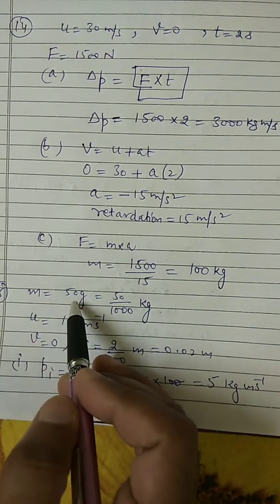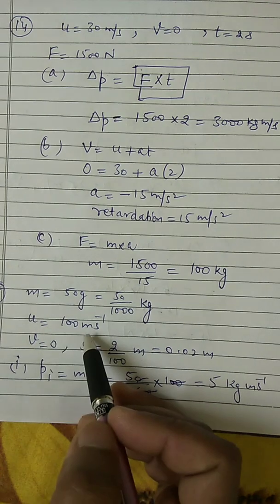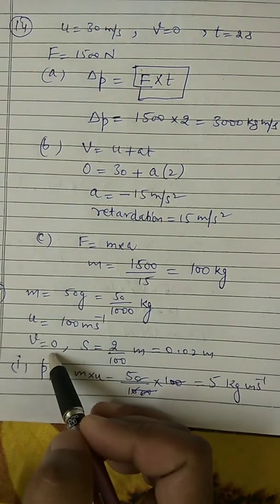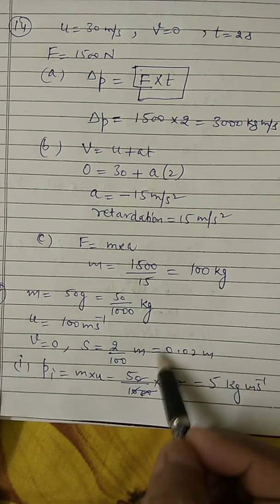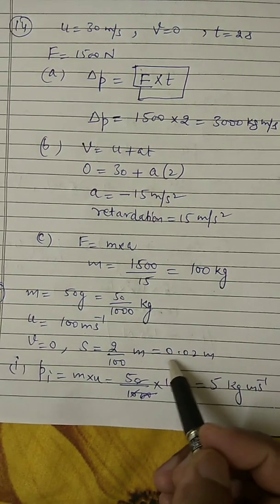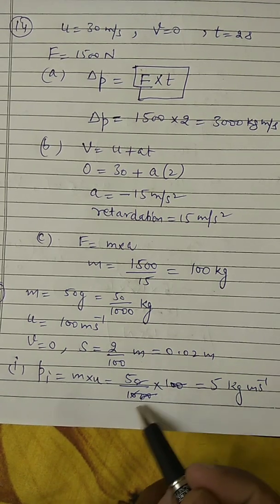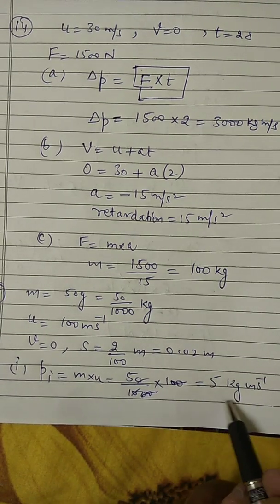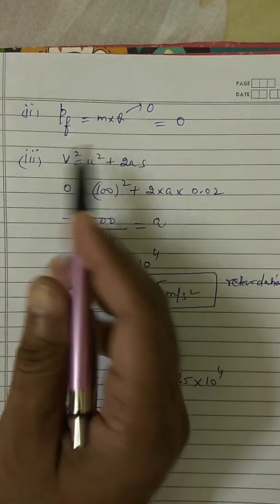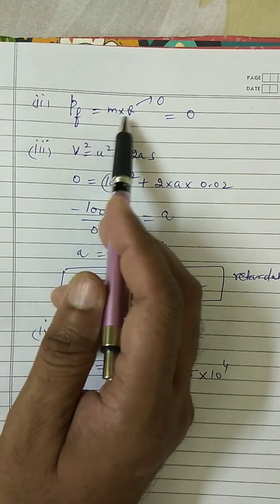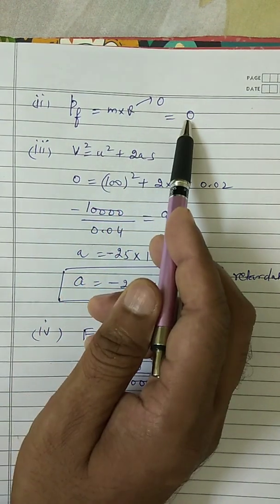Now the next numerical: mass is 50 gram, 50 upon 1000 kg. Now U is 100 meter per second, V is 0, and displacement is 2 by 100 meter. Convert it into meters, so that is 0.02 meter. Initial momentum is mass into initial velocity. Substitute the values. Answer is 5 kilogram meter per second. Final momentum in second part, Pf is equal to mv. V is 0, anything multiplied by 0, 0.